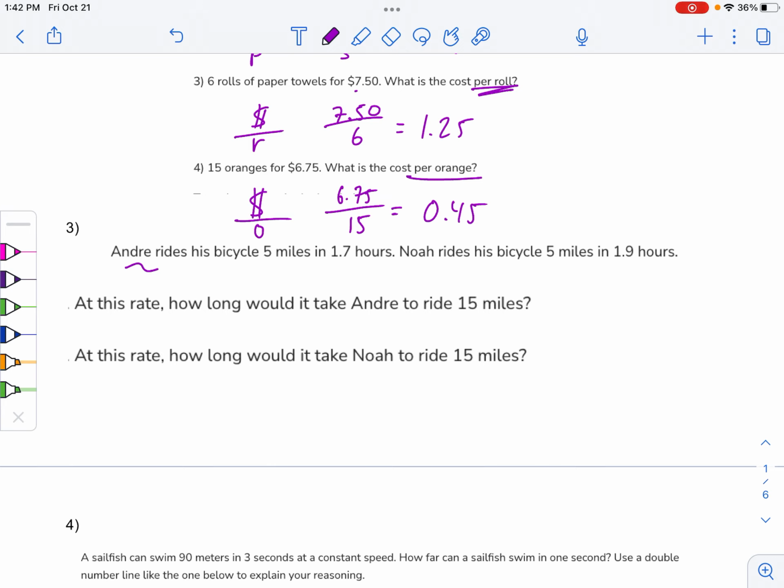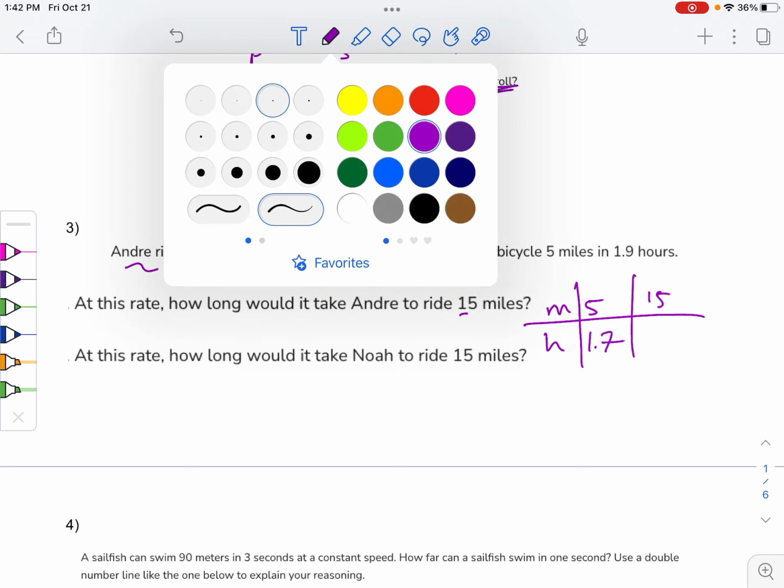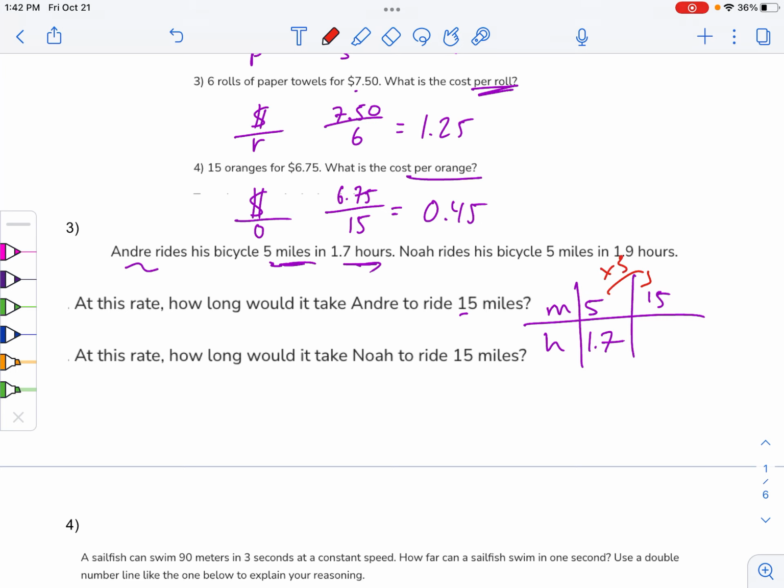Andre rides bicycle 5 miles in 1.7 hours. How long will it take him? Ooh, hello, ratio table. Let's do that. So it looks like I've got miles and I've got hours. So let's do Andre first. He goes 5 miles in 1.7 hours, and I need to go 15 miles. Oh, look at that. I just multiply. 5 times 3 is going to give 15. So 1.7 times 3, I'm going to ratio that up the same amount.